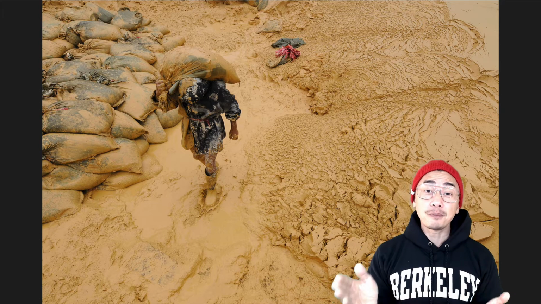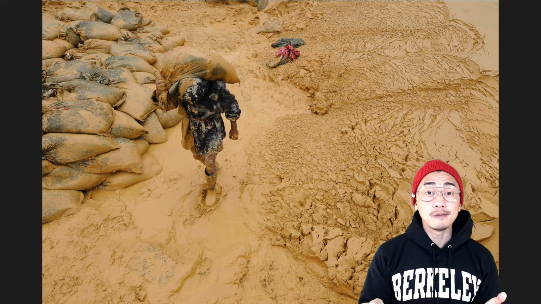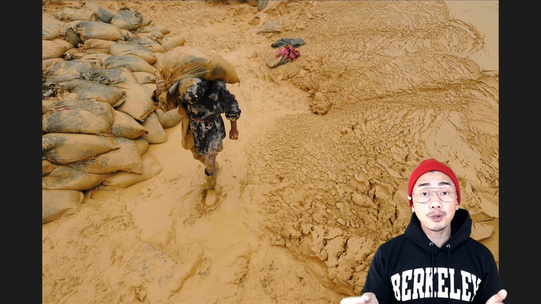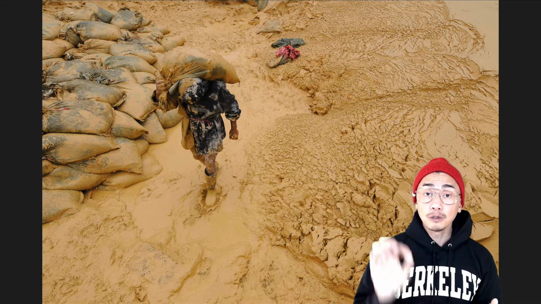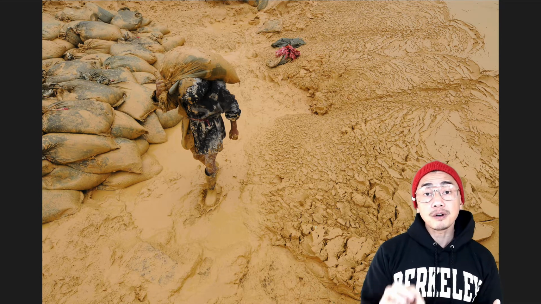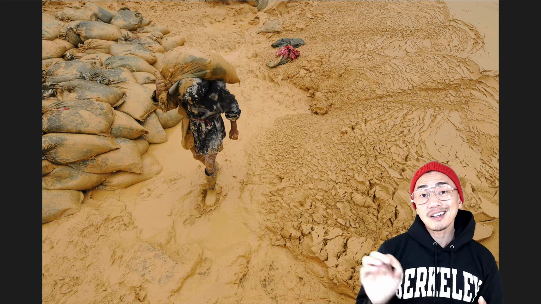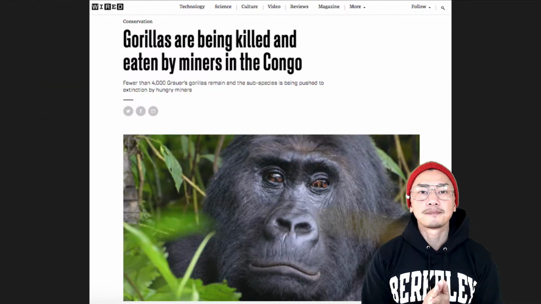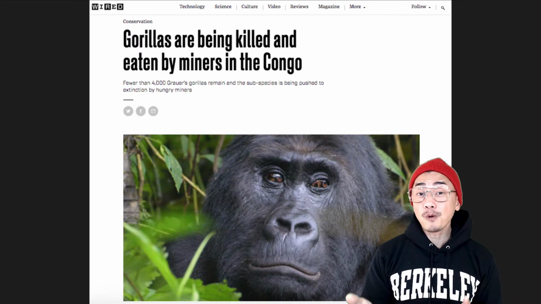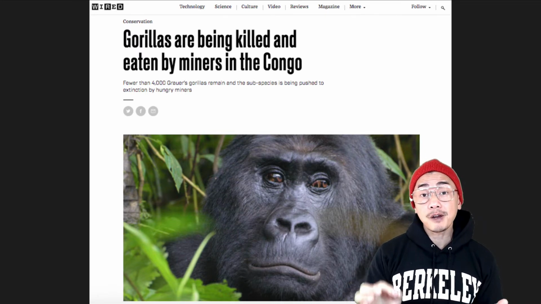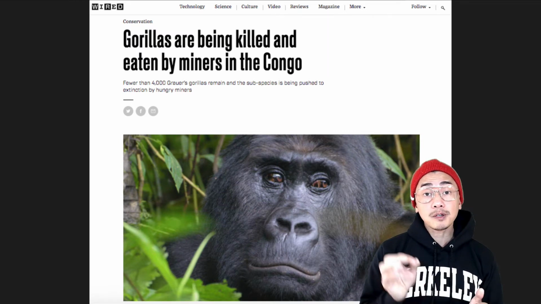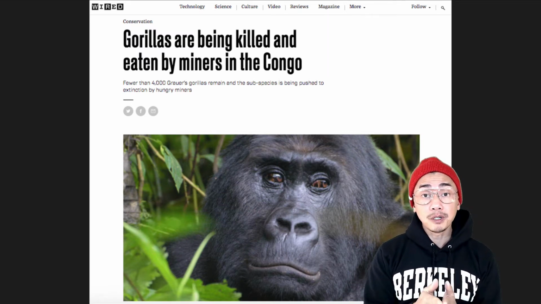This is a photo from a rare earths mine in China. Today, China is the world's leading producer of rare earth metals due to lower labor costs, looser environmental standards, and government subsidies. This article from Wired highlights one of the environmental side effects of the rare earths metal mining industry. Hungry miners in the Congo have been hunting gorillas for food.